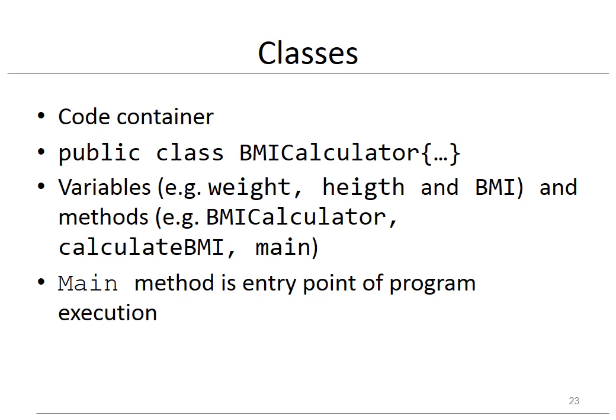A Java class has both variables, such as weight, height, and BMI in our example, and methods such as BMI calculator, calculate BMI, and main in our case. The main method is a special method, since it is the entry point of program execution. In other words, when our BMI calculator class is executed, the main method will be executed first.